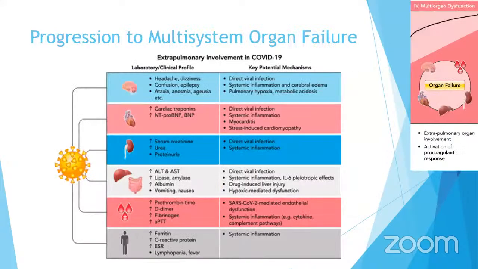This is how the SARS-CoV-2 infection progresses into the multi-organ systems. Okay, the severity of the SARS-CoV-2 infection is assessed by the multi-organ system dysfunction. Okay, this will affect the CNS, heart, kidney, liver and gastrointestinal tract. Usually all the inflammatory mediators along with the enzymes are elevated during the multi-organ system involvement.